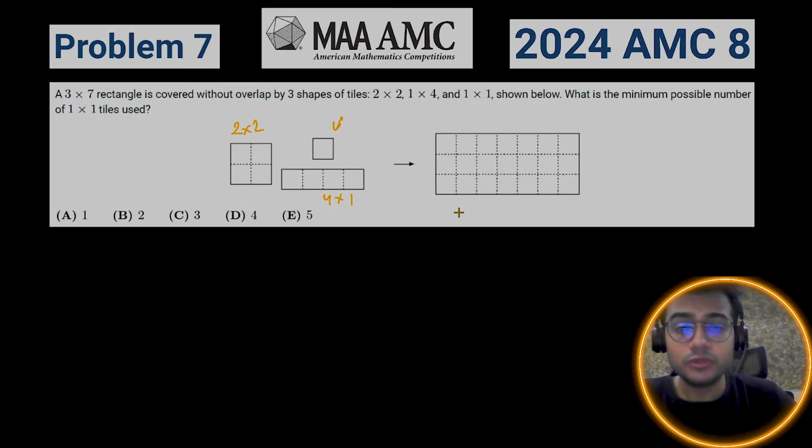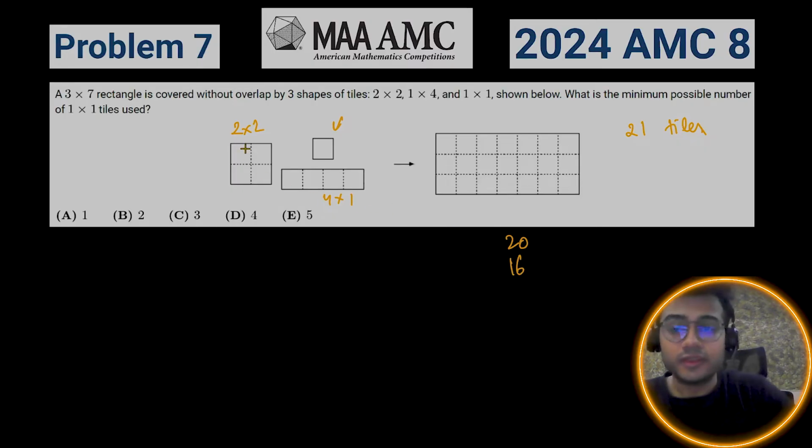Now, the first observation we can make is that 3 by 7 has 21 squares, but this 2 by 2 and 4 by 1 always cover multiples of 4, no matter which tile you use. So the maximum that they should be able to cover should be 20. Then the next possibility should be not 18 but 16.